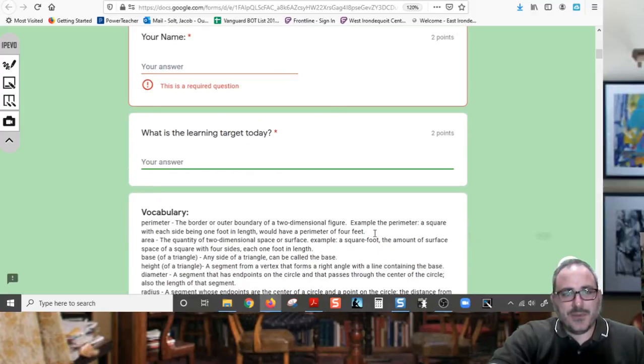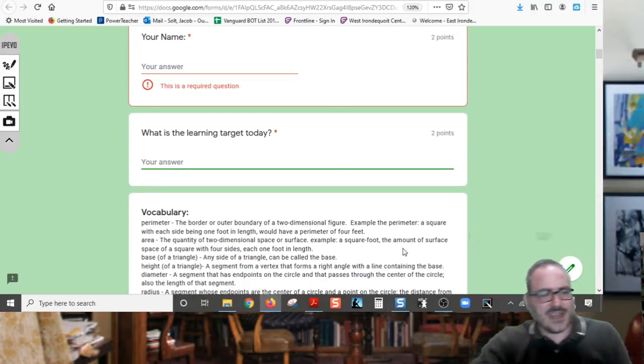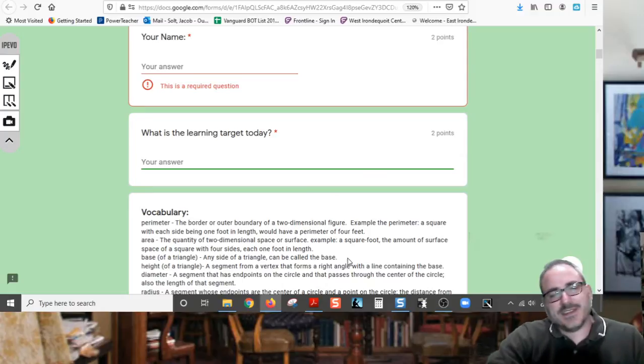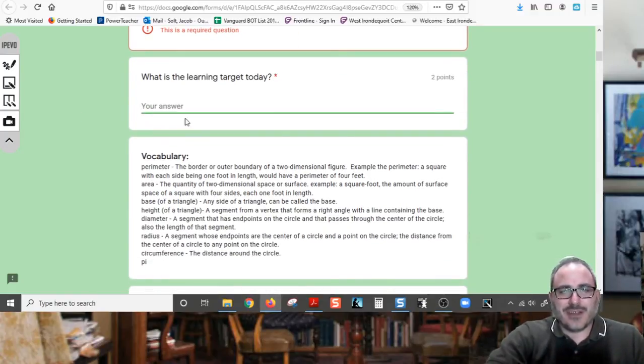All right, so you're going to put your name down over here. You're going to try to put the learning target in your own words, if you can. If you just cut and paste, that's fine too. I just want proof that you've actually looked at the learning target when you do these. And let's see. Okay, so some vocab review.